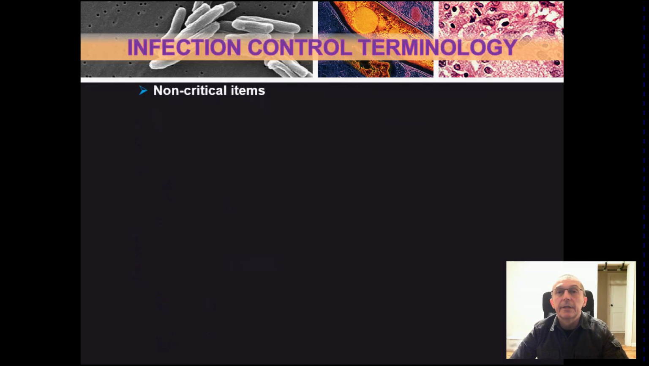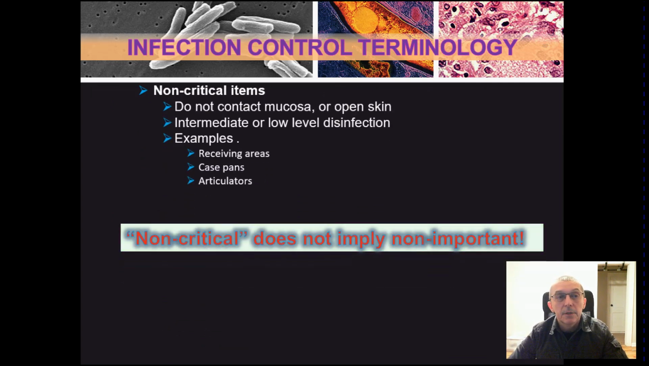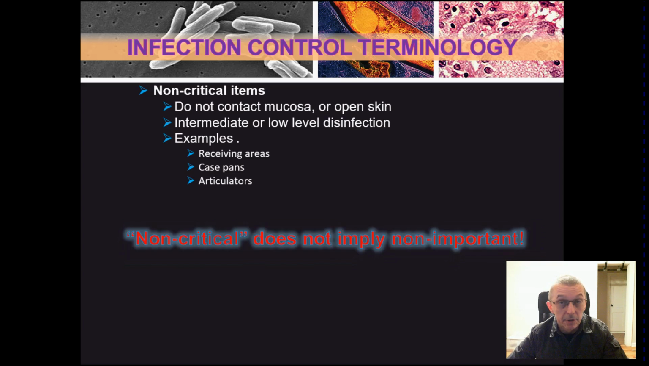So we have the non-critical items next. The non-critical items are non-critical, but that doesn't mean that they're not important. Okay? Just because it says non-critical doesn't mean that we should just ignore them and leave them dirty. These do not contact the mucosa or skin. They require an intermediate level of disinfection. The examples of these are basically receiving areas, case pans, and articulators.